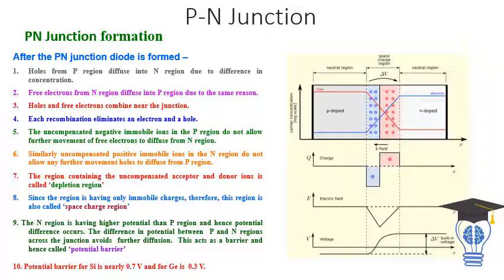Each recombination eliminates an electron and a hole. One electron gets combined with one hole, and every recombination eliminates one hole and one electron. Uncompensated negative ions start getting created in the p region. I repeat, the uncompensated negative ions start forming at the p region, which do not allow further movement of free electrons from the n region.